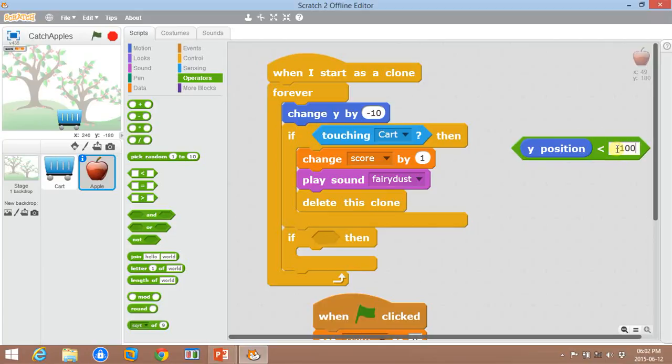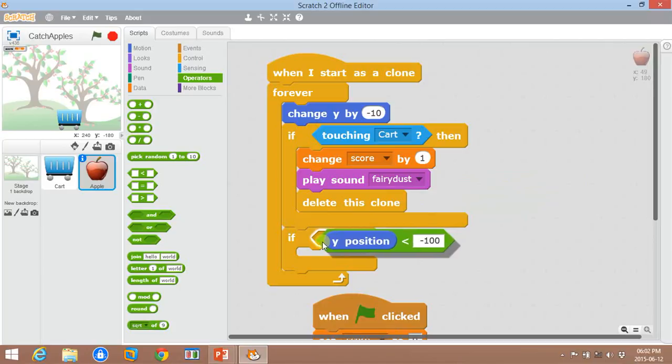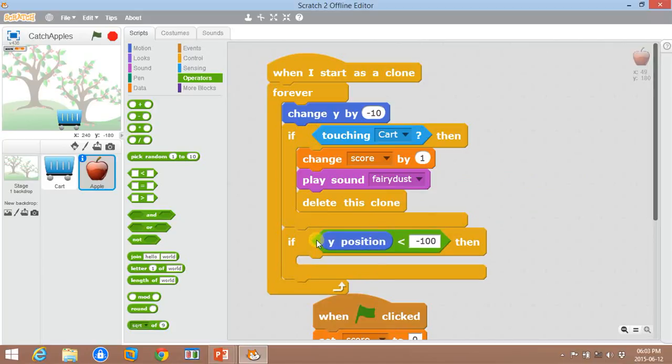Okay. And minus 100 on your stage happens to be below your apple cart. So if it's below the apple cart, then you're not going to be able to catch it. So that's going to be our check to see if you missed the apple. Then this check that we've just built, the Y position less than minus 100, we put into the if then block. All right. And now.